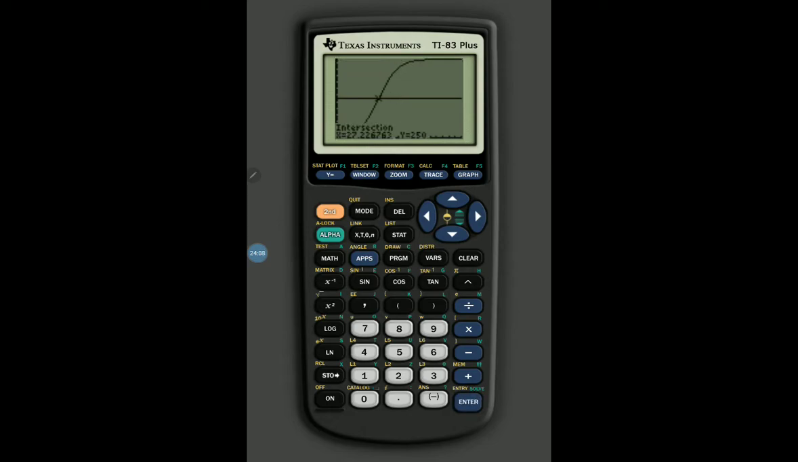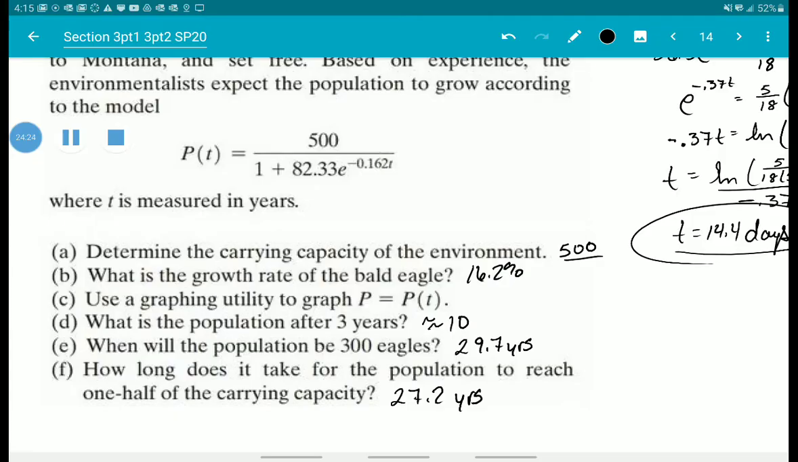So that intersection is happening at 27.2. So it's going to take a little over 27 years to reach half of that carrying capacity for this population. So there's our answers for this problem.